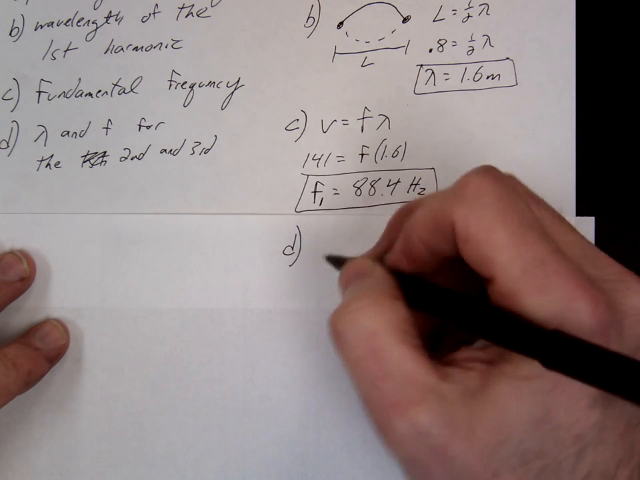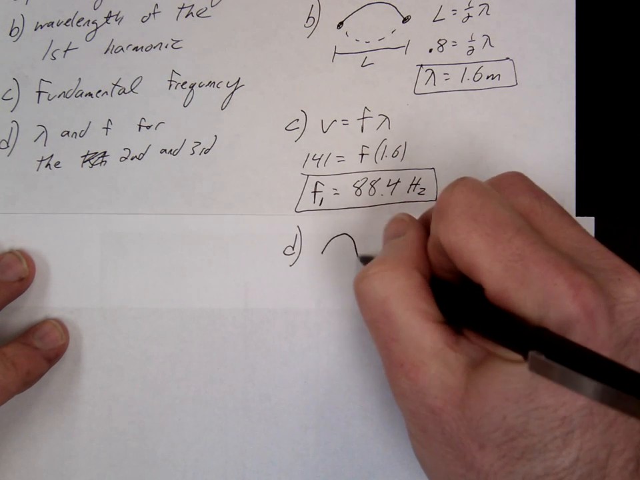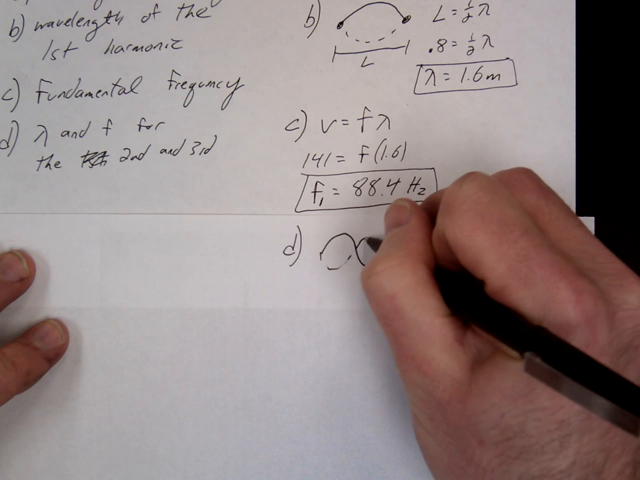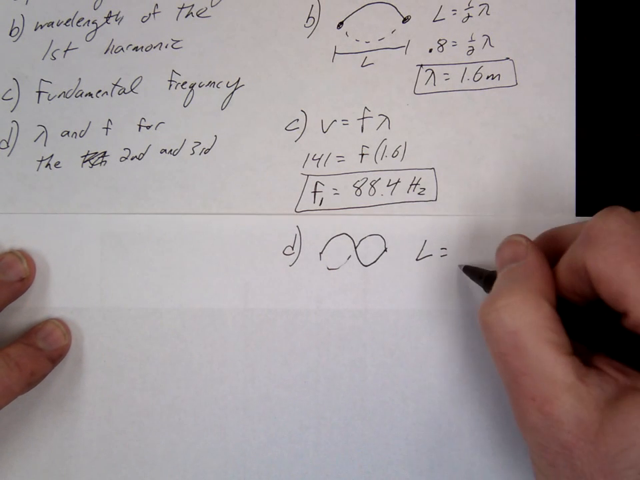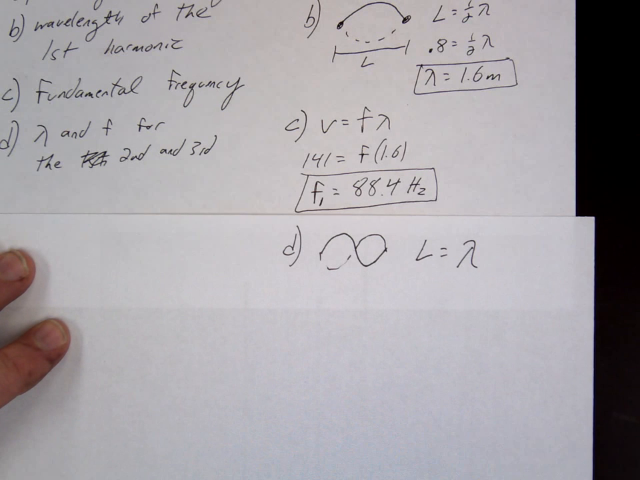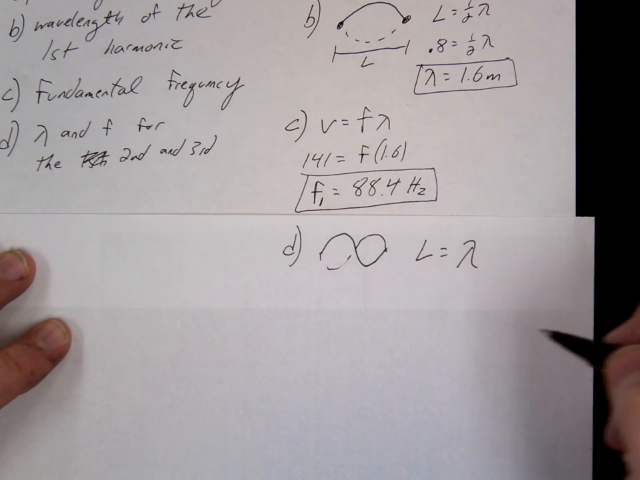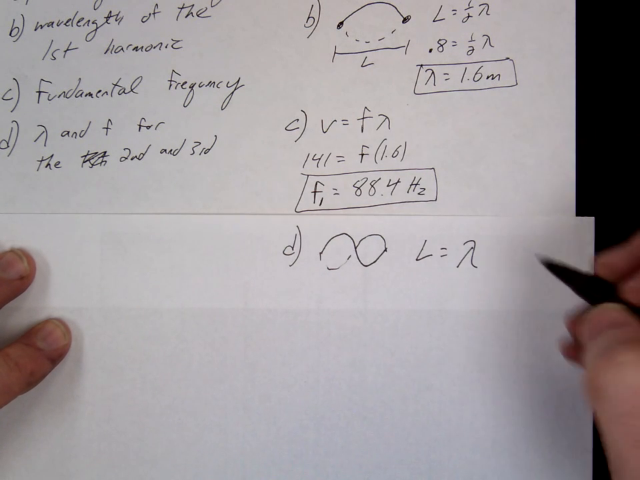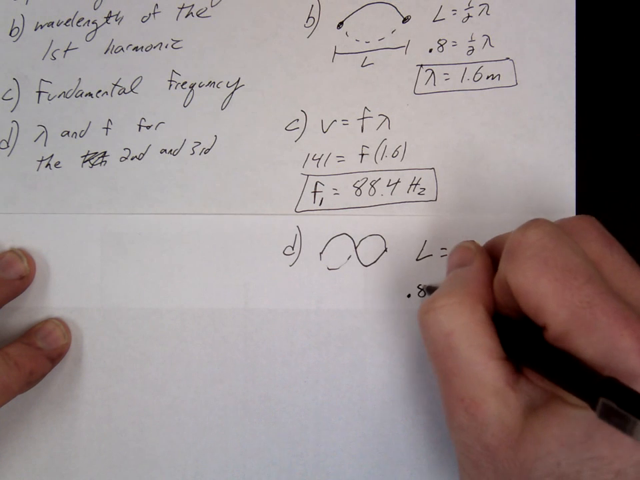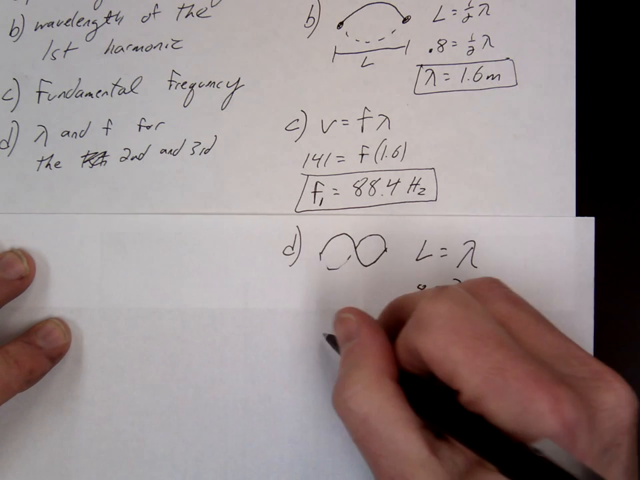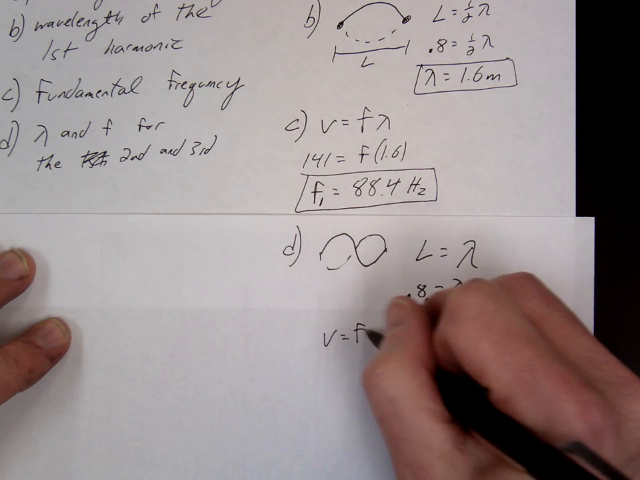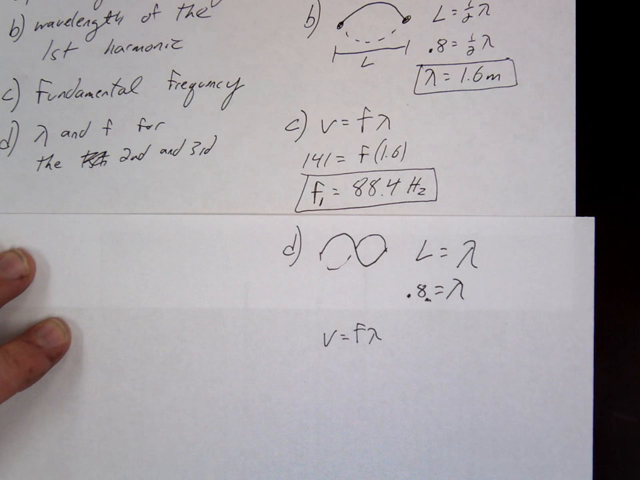So anyway, D. Just recall for a second harmonic, it does look like this. How many waves do you see there? One full wave. So L equals lambda. And since L is equal to lambda, well, that's easy, right? Our length was 0.8, so our wavelength is also 0.8. Okay, so what you could do is go ahead and plug it into v equals f lambda. Or if you conceptualize it, you could do it even faster.